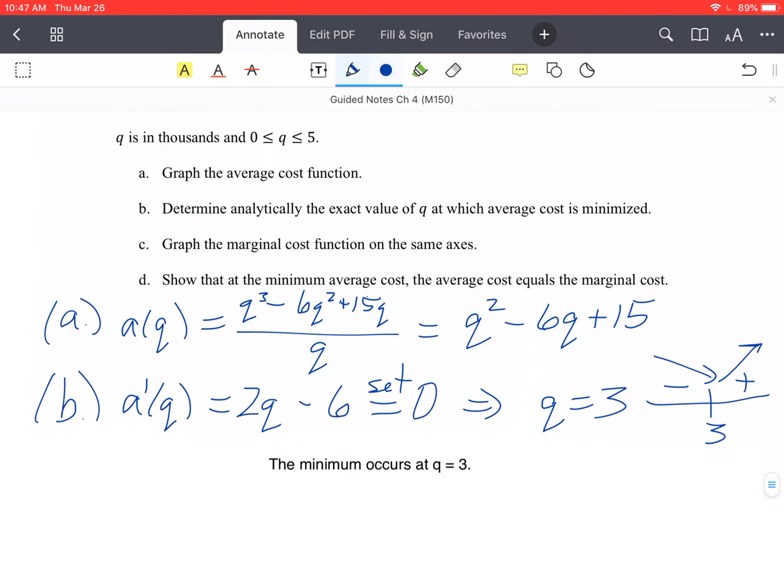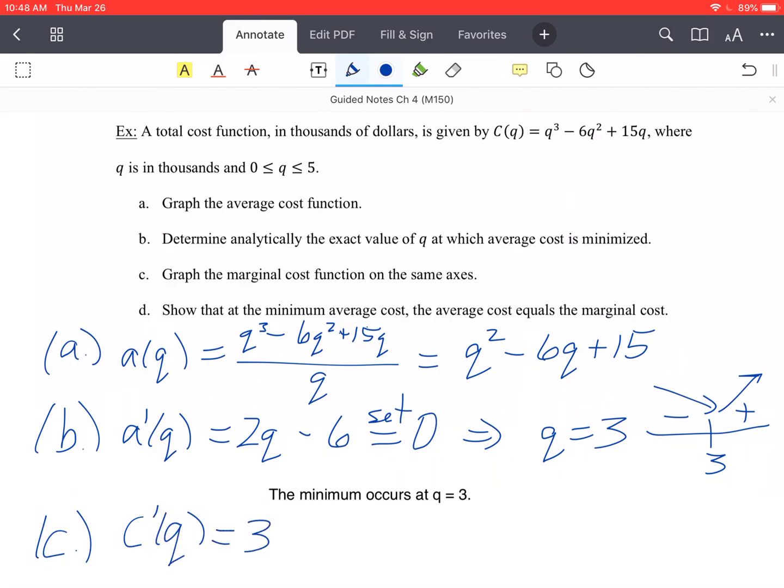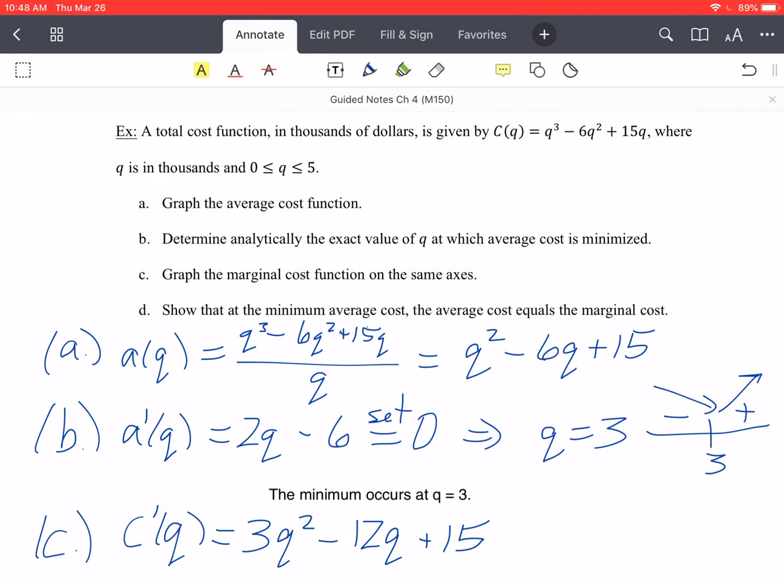Okay. And then part C, again, we'll look at the graphs in just a second. But for this one, we need the marginal cost function. So let's go take a look at the original and take its derivative, right? Because that's marginal cost. So C prime of q is 3q squared minus 12q plus 15. So notice this one's also parabolic. Okay, so again, we'll graph that in just a minute.